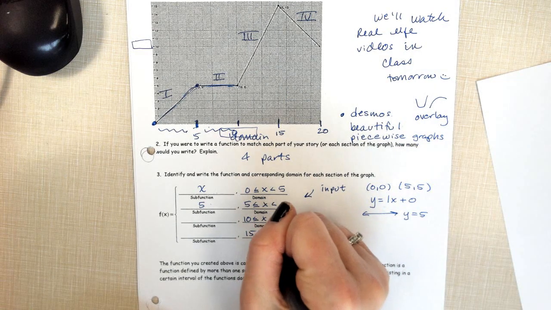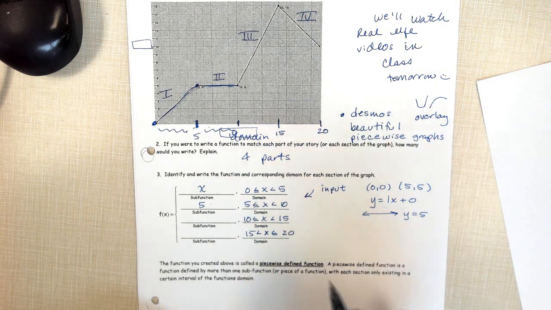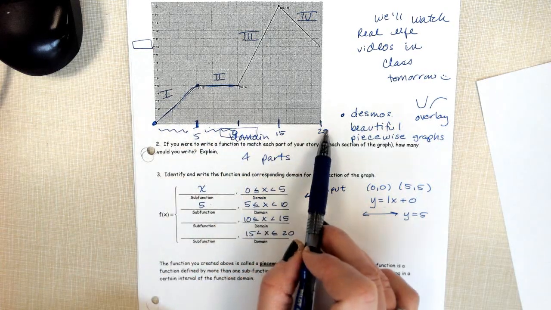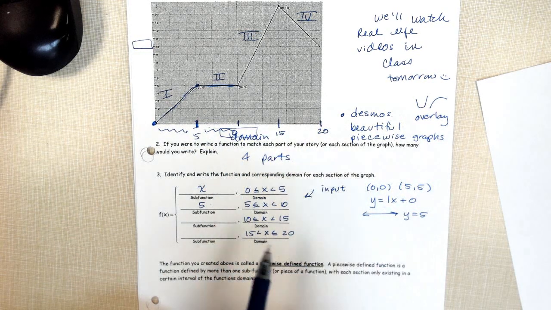So that's what I want you to mainly understand, that the domain is the input. You can all read along the x-axis to see where those are.